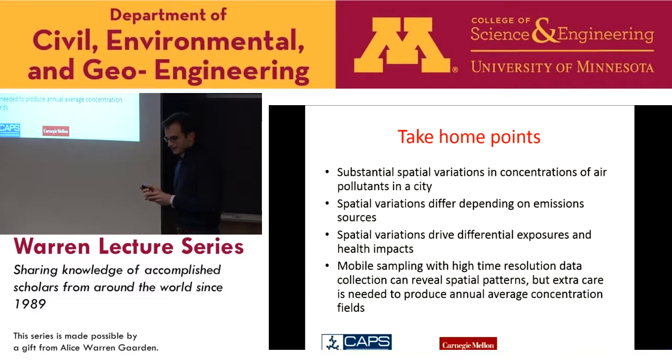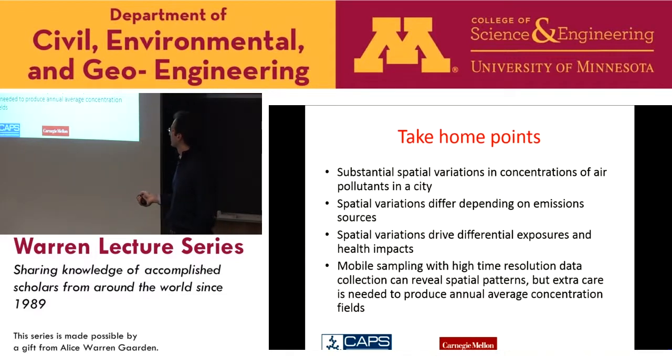I'm going to end here with the four points that I started with. I've shown that there are pretty big spatial variations in these different pollutants. For black carbon, it was something like a factor of 3 or 4 over a small spatial scale. For benzene and toluene, it was a factor of 2 or so. And the different pollutants vary differently spatially, and that's a consequence of the sources that are driving the emissions.